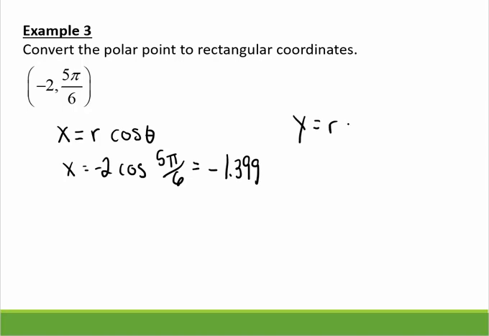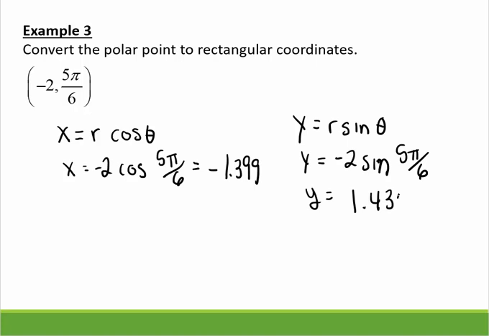Y equals r sine theta. So y is equal to my radius times the sine of the angle, which is 5 pi over 6. So I get 1.430. I feel like one of these isn't right. Yeah, these aren't right. Where did I get these numbers from?